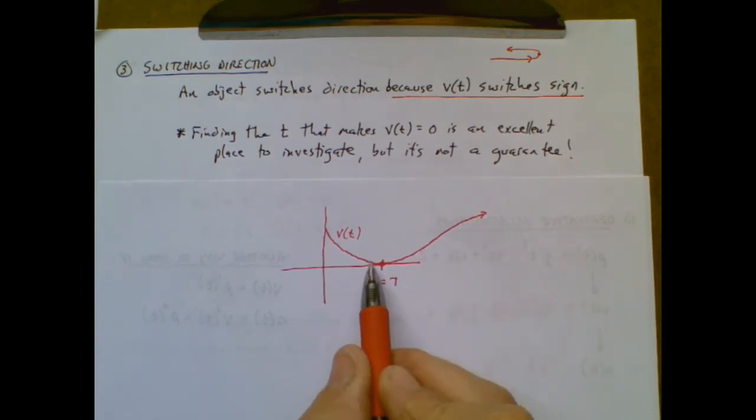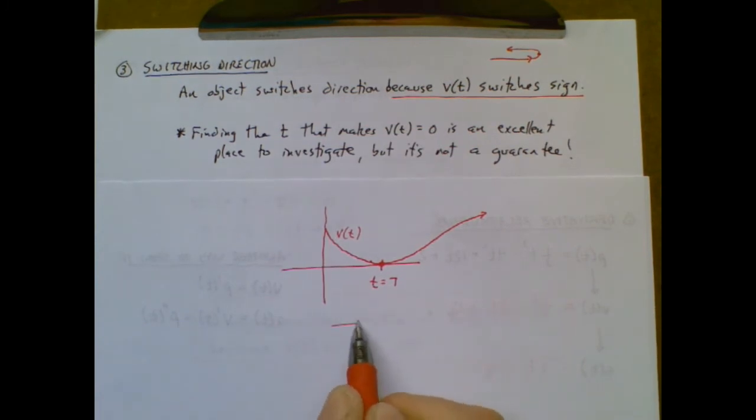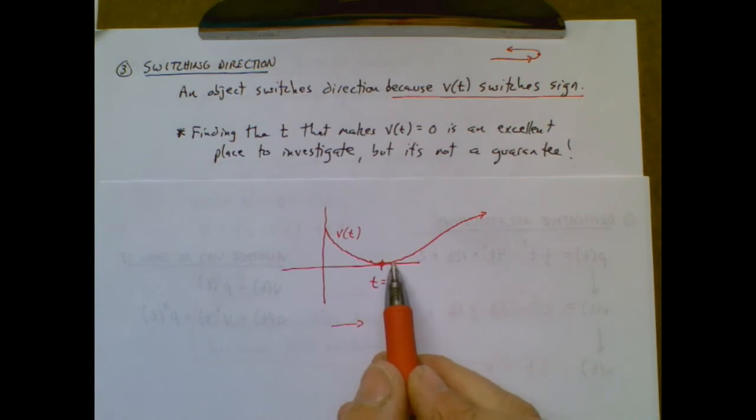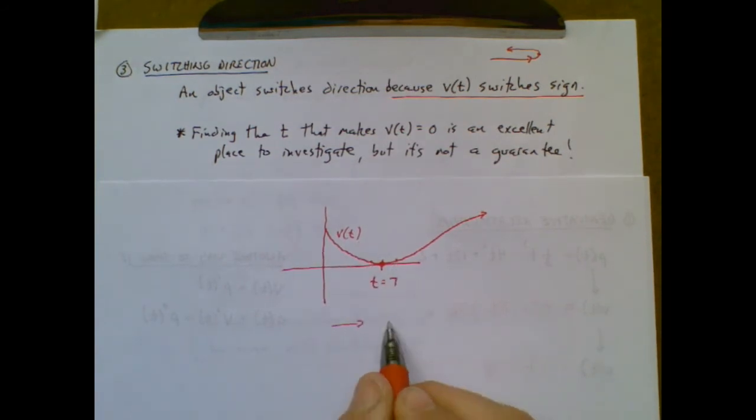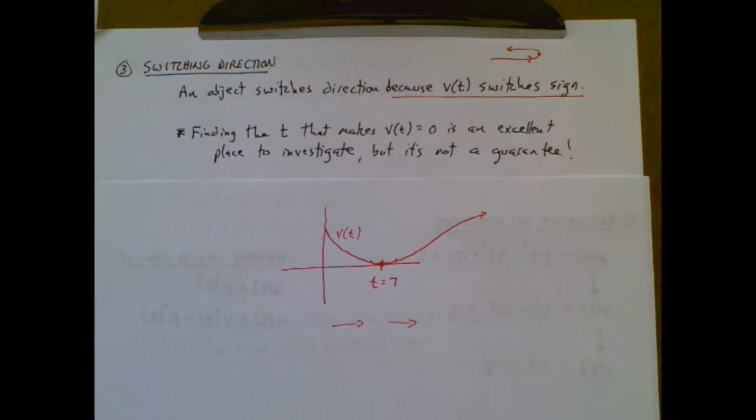The velocity was positive just before t equals 7, so the object was traveling to the right. And then just after t equals 7, the velocity was positive again, so the object continues to travel to the right. So in a case like this, velocity equals 0 was a good place to investigate, but because velocity didn't switch sign, we don't get a change of direction.